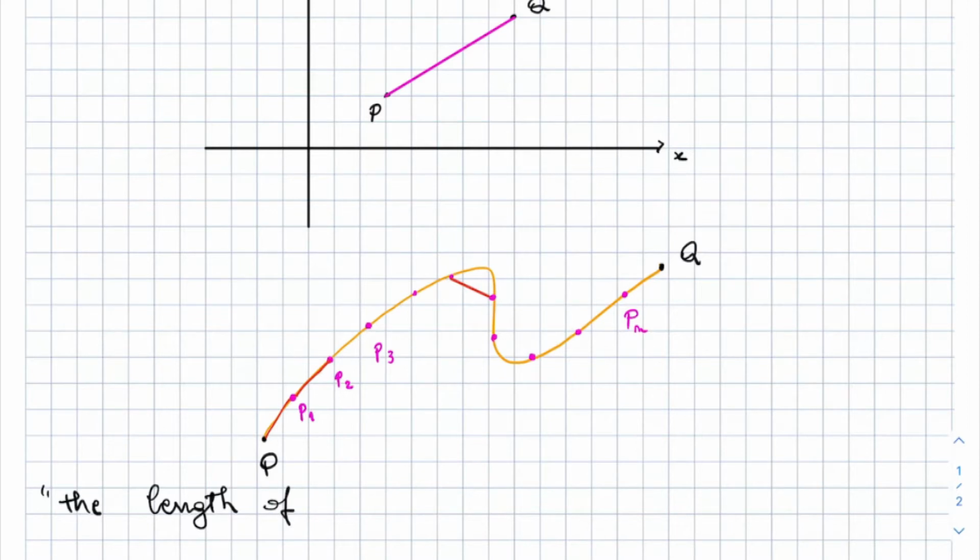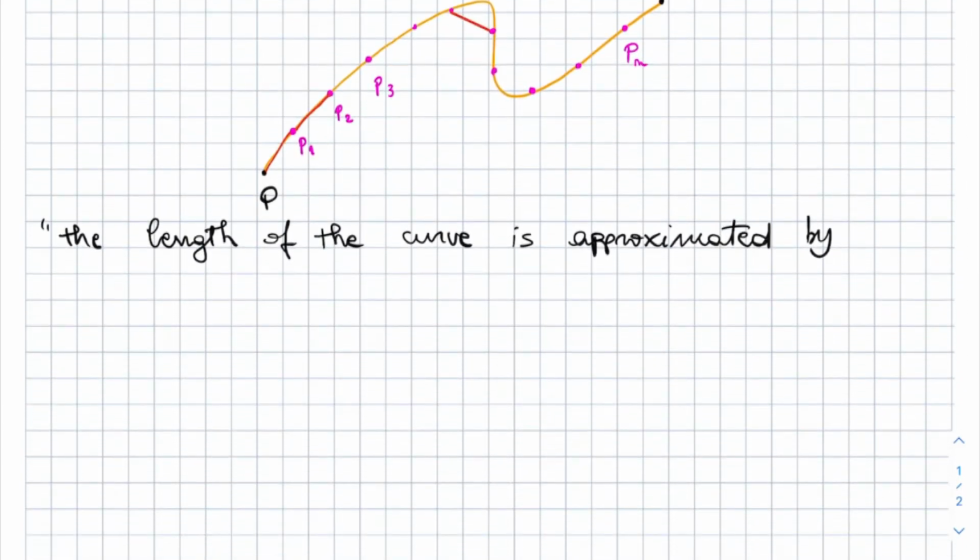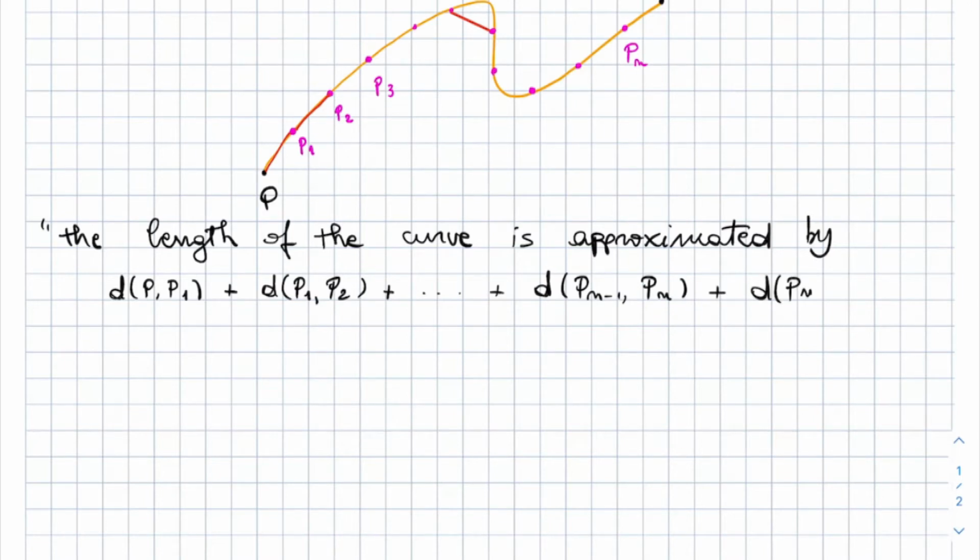However, taking these points on the curve, one thing we might say is that the length of the curve is approximated by the following sum, which is the sum of the distance between P and P1 plus the distance between P1 and P2 plus, up to the distance between Pn minus 1 and Pn plus the distance between Pn and Q. And it is a first approximation of the length of this curve connecting P and Q.